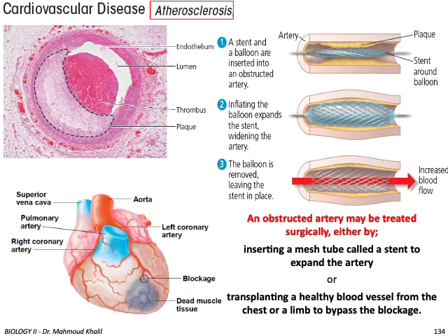Once inserted, it is inflated by the balloon inside it. This balloon inflation will expand the stent and widen the artery. The balloon is then removed, leaving the stent in place, and this will increase the blood flow. So this stent is like a mesh tube and it will expand the artery, and this will lead to increased blood flow. In another approach, they sometimes transplant a healthy blood vessel from the chest or limb to bypass the blockage instead of using a stent.